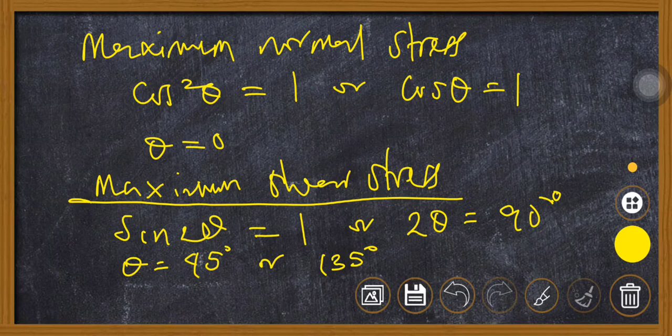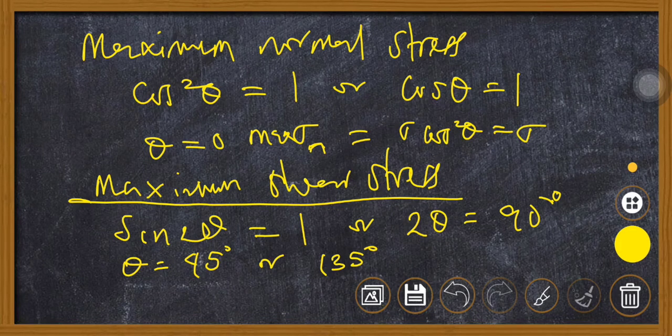Now, why all this? There are some questions that will be given to you in which they will say calculate the maximum normal stress. We know that it only occurs when theta is equal to 0. If I substitute in this equation, my maximum normal stress will be equal to sigma cos square theta, which will be equal to ordinary sigma. This is the maximum normal stress.